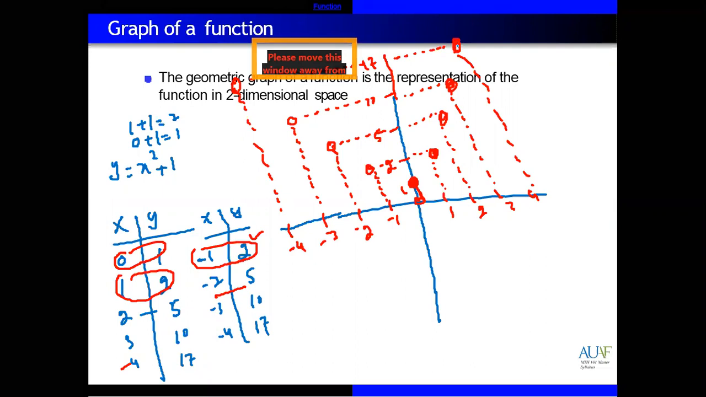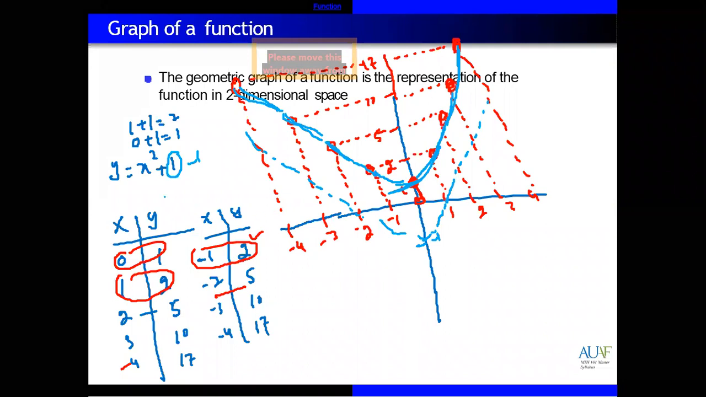So joining these, these are the points. You can see the graph is like a parabola. So it starts from 1, not from 0. Why? You can see this graph starts from 1 because we have 1 here, x square plus 1. If we have x square minus 1, then the graph will start from minus 1. From here, the graph will be like here. It will start from minus 1.